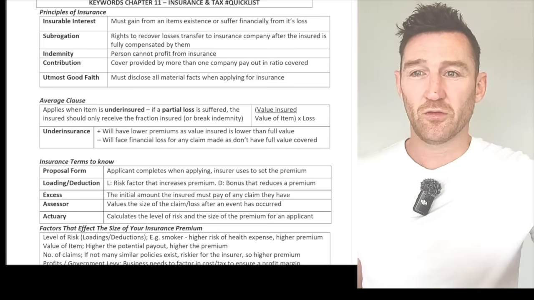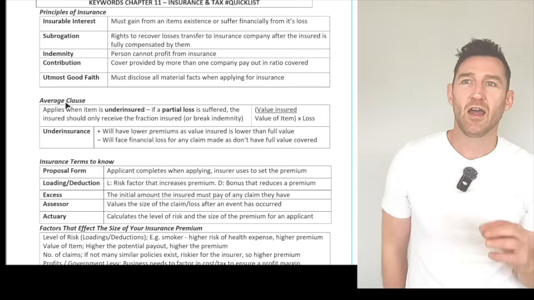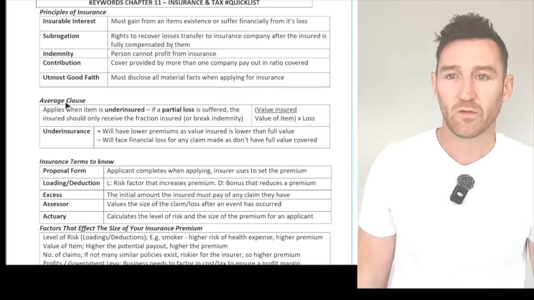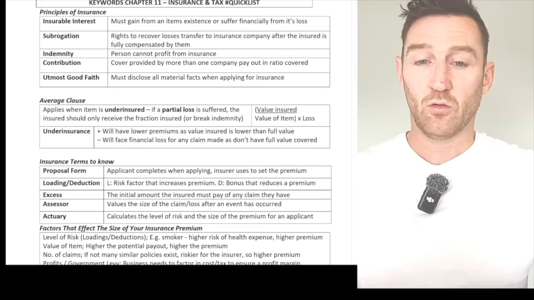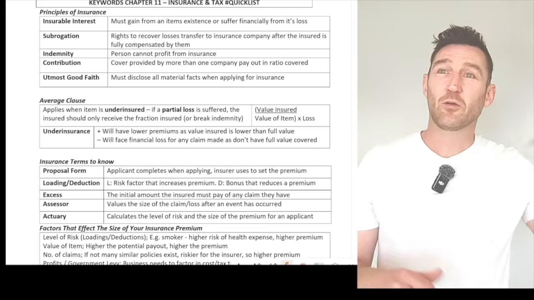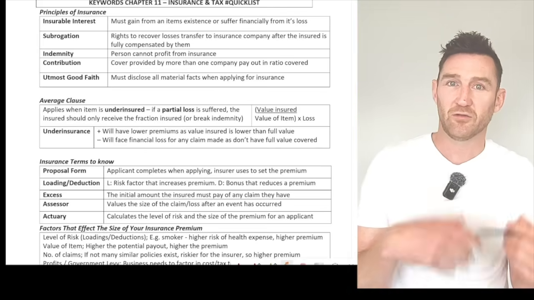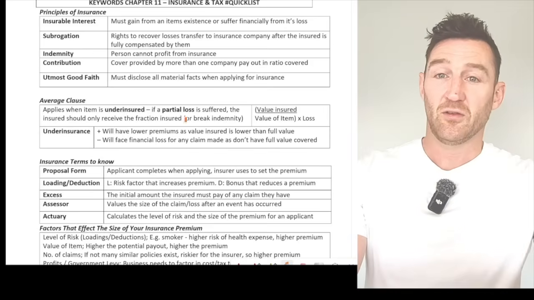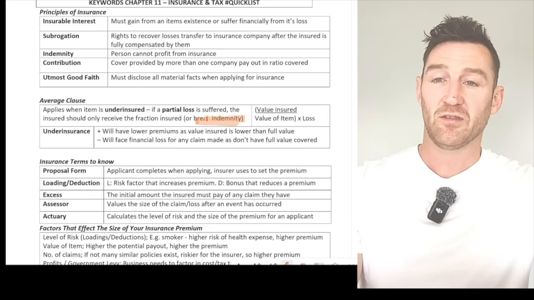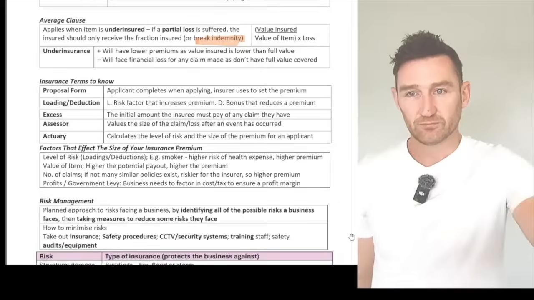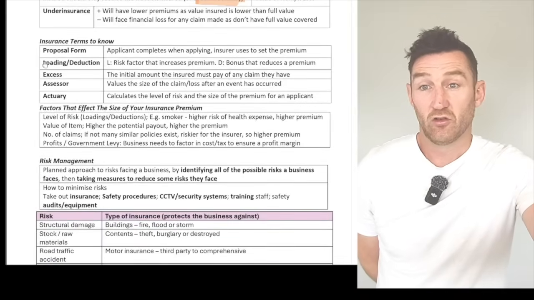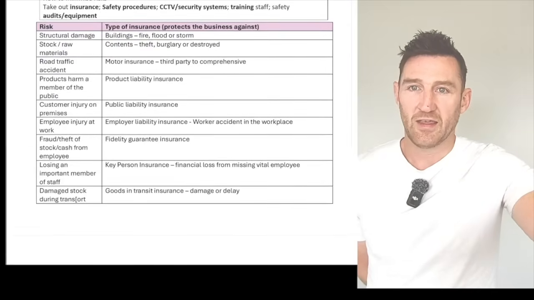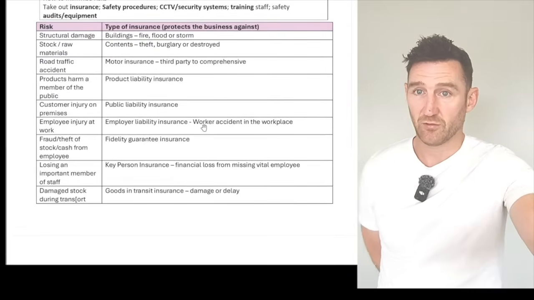Average clause doesn't pop up too often. It did come up last year, a calculation of a payout using average clause. If you have to do a calculation on the payout using average clause and you're asked to explain why it's the case, you just want to say that it's linked to indemnity. So indemnity is the principle, right? Insurance terms to know, they're all good. I wouldn't skip any of them. So that's all important. But I think types of insurance are really important, right?